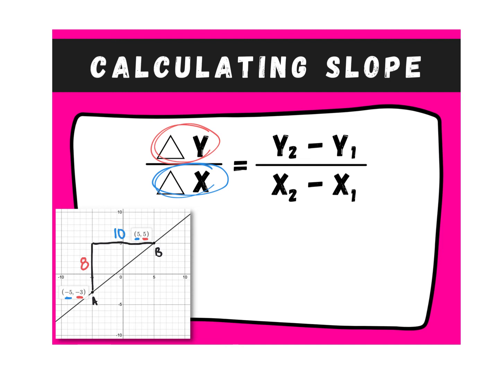In this case, even without counting each individual square to get my rise over run, I know that my slope is going to be 8 over 10, which simplifies to 4 over 5.